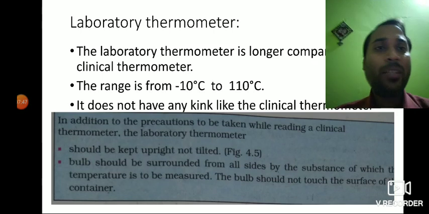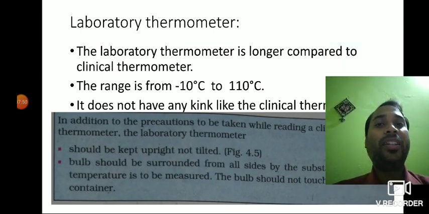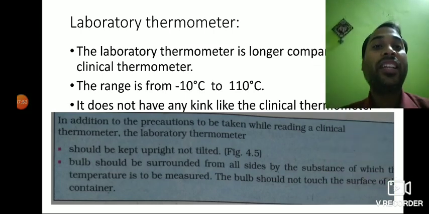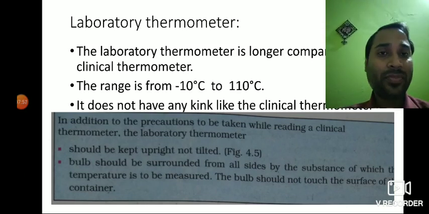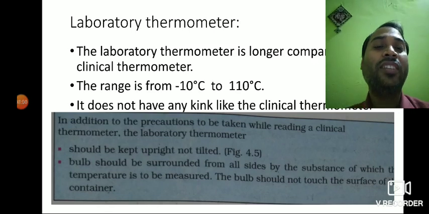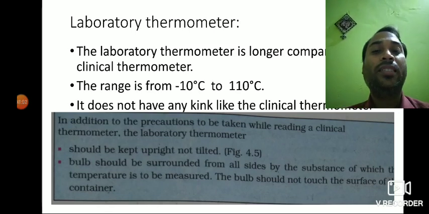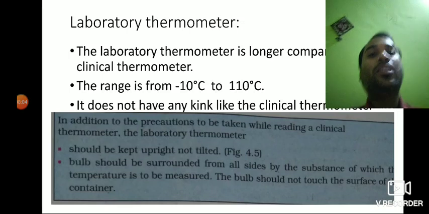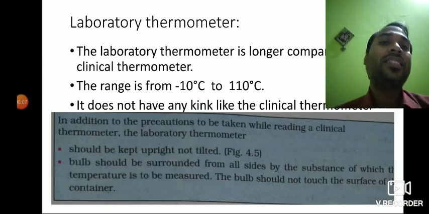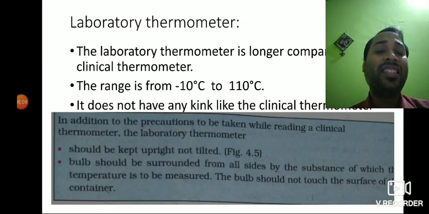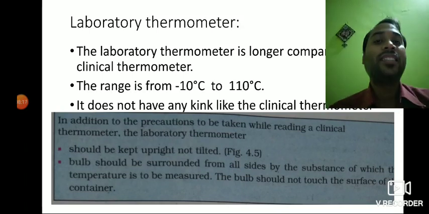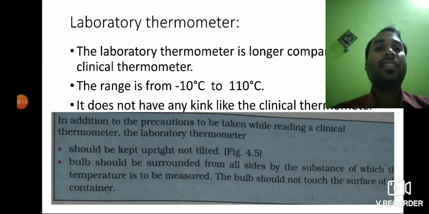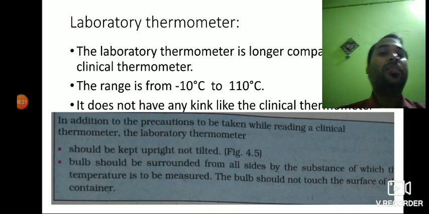The laboratory thermometer is longer compared to the clinical thermometer, and also the range is from minus 10 degrees Celsius to 110 degrees Celsius. So we have a wider range in the laboratory thermometer compared to the clinical thermometer. In the clinical thermometer, the range is from 35 degrees Celsius to 42 degrees Celsius, whereas in the laboratory thermometer, the range is from minus 10 degrees Celsius to 110 degrees Celsius. Also, it does not have any kink like the clinical thermometer.